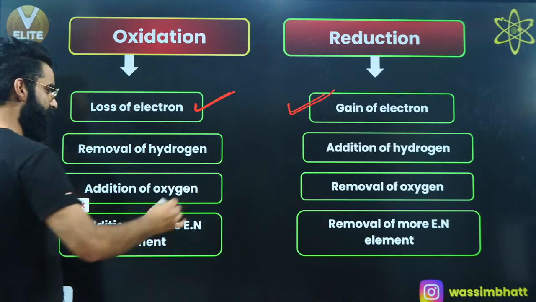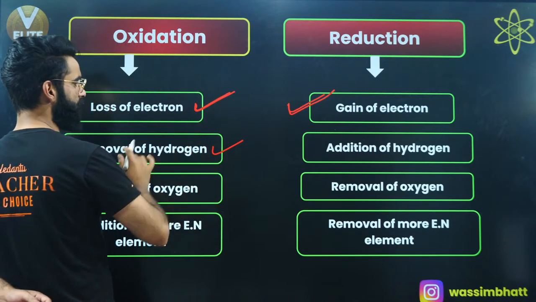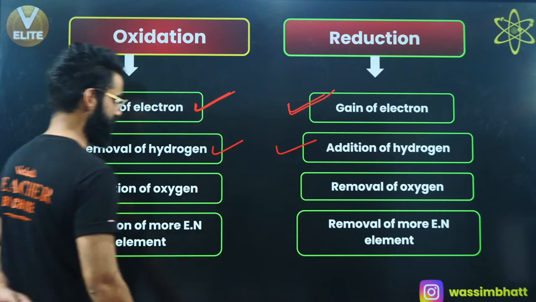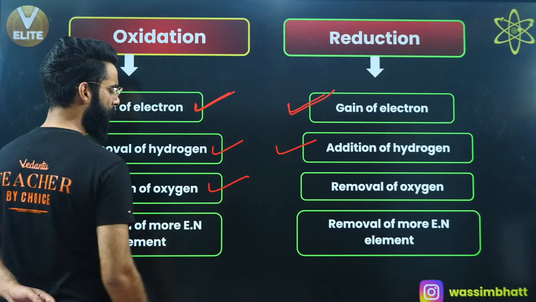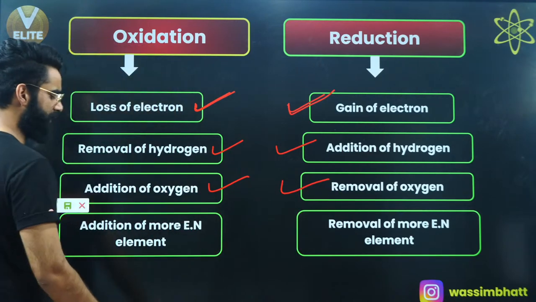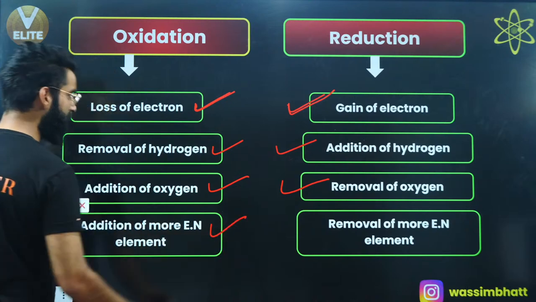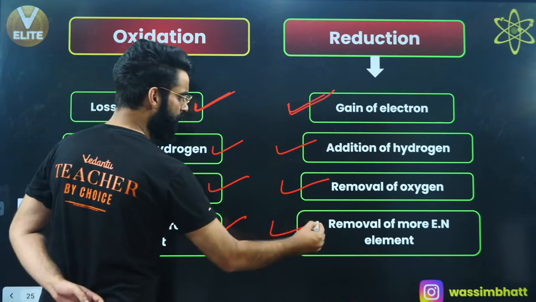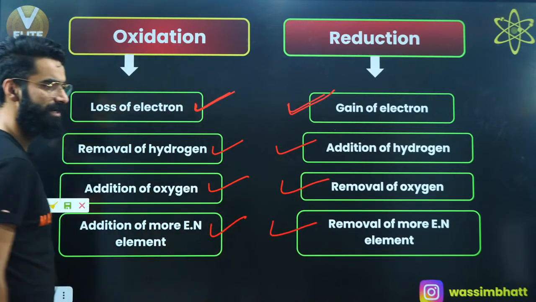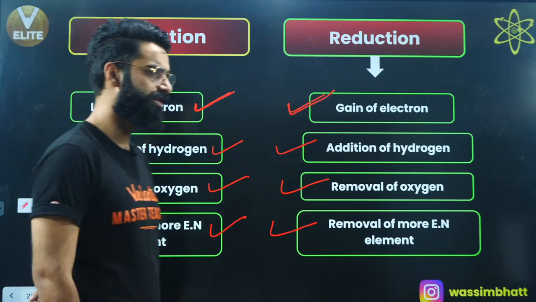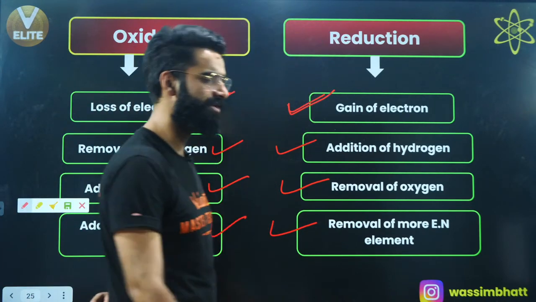Removal of hydrogen is also called oxidation. Addition of hydrogen is reduction. Addition of oxygen, oxidation. Removal of oxygen, reduction. Addition of more electronegative element, oxidation; removal of more electronegative element, that is the reduction. These are the four ways by means of which we can define oxidation and reduction.